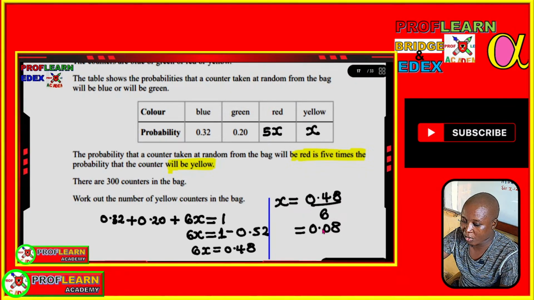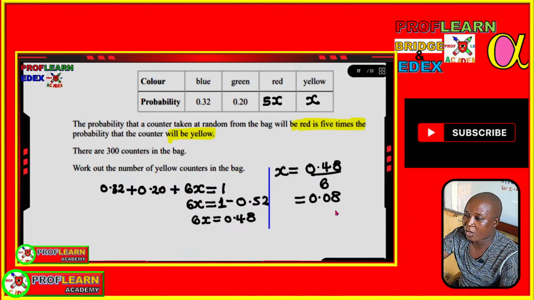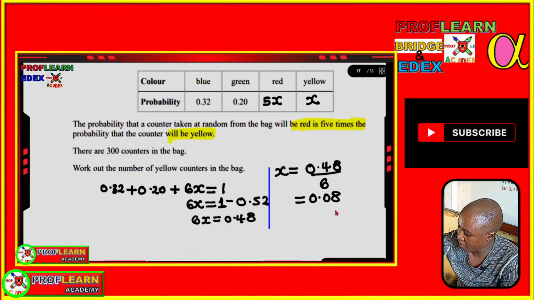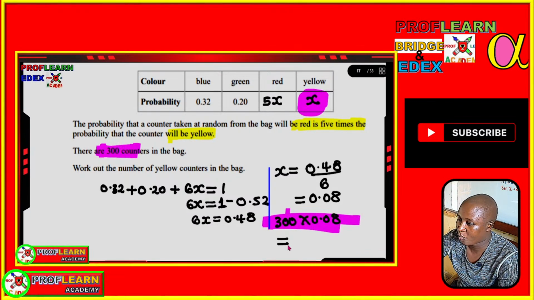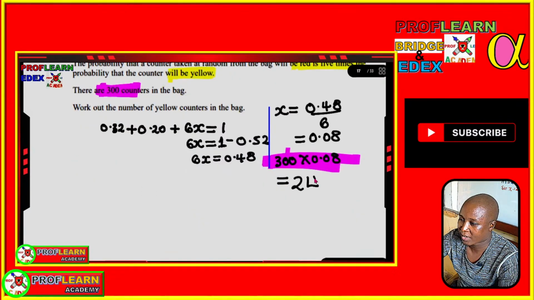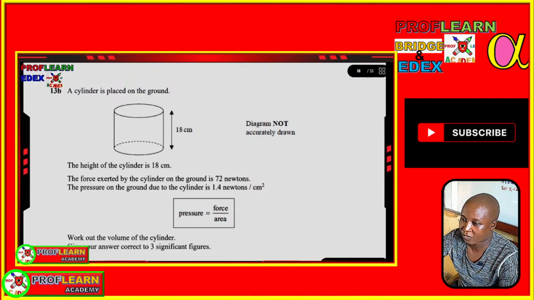So I'm working on this question of probability here. We have gotten the probability for yellow, and now we need to know the number of counters for yellow, which means we are going to take the 300 value that we have there times 0.08. If we work it out, we get 24 yellow counters. So that is the answer. We should just transfer it down here.